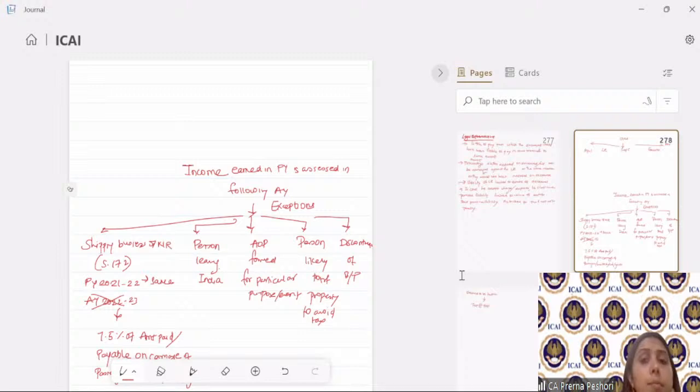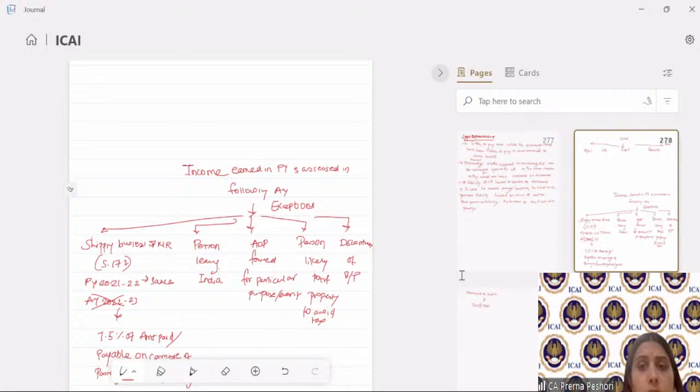So where the business is dissolved or discontinued, say, especially by an association of persons, the AO is bound to make the assessment on the AOP itself. The AOP only will be assessed even if it is dissolved. It will be assessed in a way that the discontinuance had not taken place. So every person who was a member before the dissolution and the legal representative of any deceased member shall be jointly and severally liable for the amount of tax, penalty or interest.